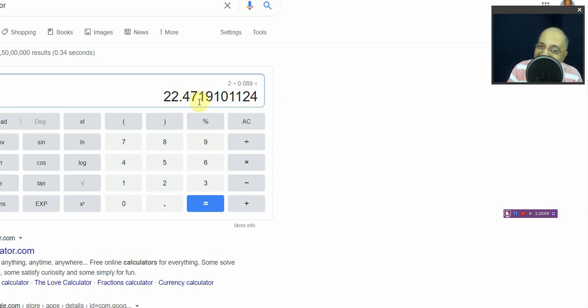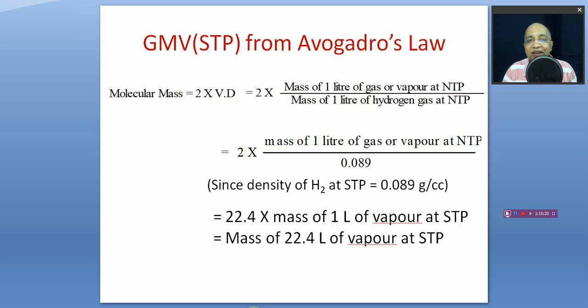It is coming 22.47. We are not taking 7 in the second place of decimal. While calculating by the GMV method, we are taking 22.4, and while calculating by the VD method, you are taking density as 0.089. So they are not matching. Therefore, don't be surprised if you get a slightly different answer, okay? Here we are approximating to 22.4. So 22.4 into the mass of 1 liter of the gas or vapor means the mass of 22.4 liters of the vapor at STP.